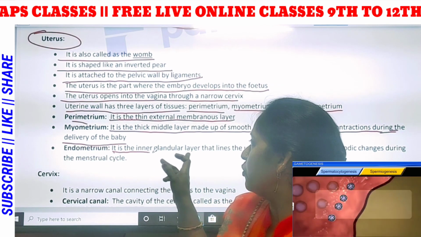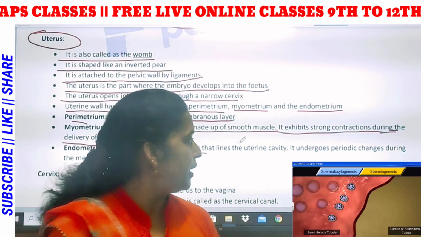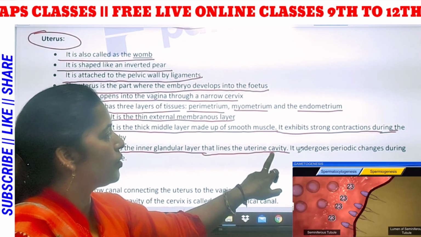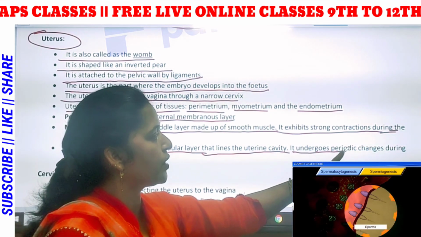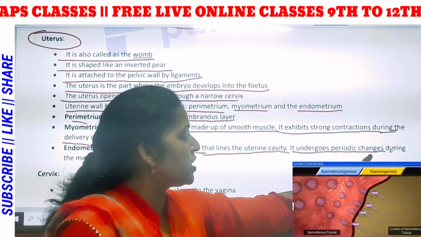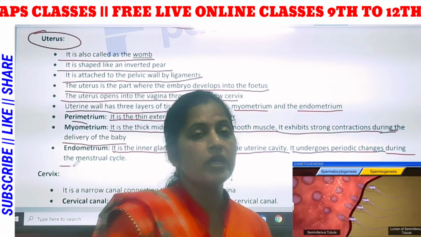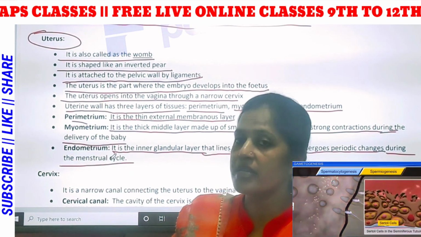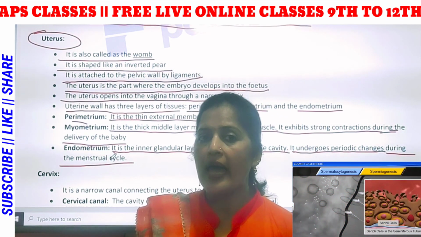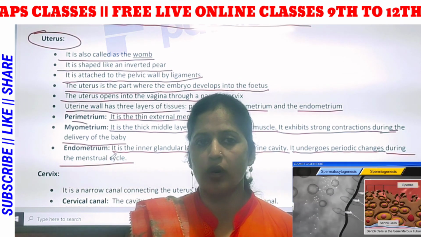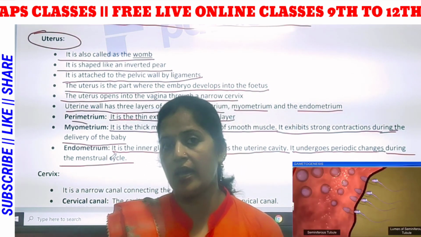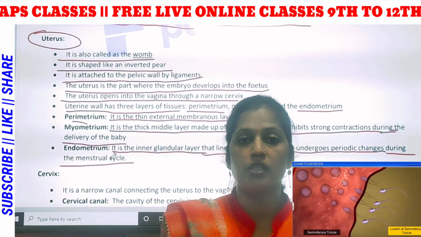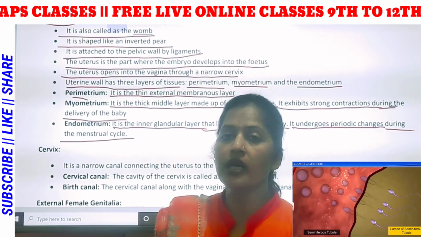Endometrium is the inner glandular layer that lines the uterine cavity, and it undergoes periodic changes during the menstrual cycle. So this is all up to the uterus in the female reproductive system, and this is part number 1 regarding the human reproductive system. Our next topic will be delivered in part number 2, and we will continue from the cervix.